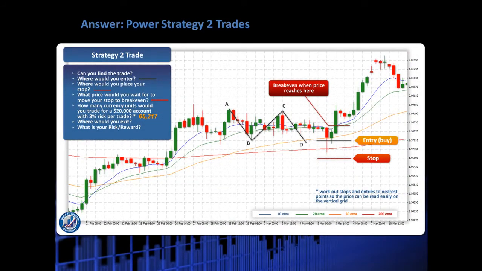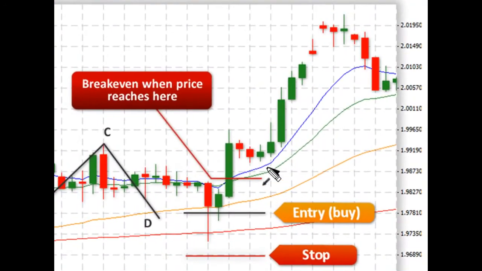What about the exit? Where would you exit? Well, we exit by looking at pivot lows and trail by pivot lows. So after the break-even price, the first pivot low is this one here. And so we would move our stop higher from the entry up to this point. The next pivot low is this one right here. And so our stop moves up to this low right here after this green bar has completed.